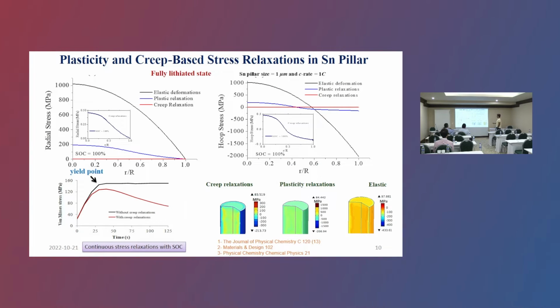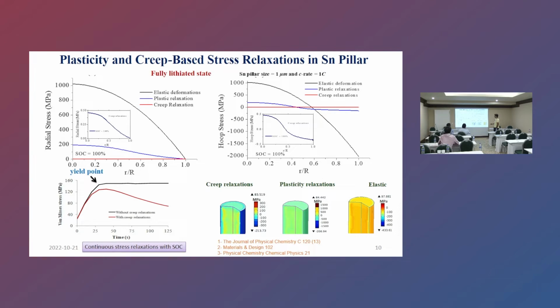In this study, we revealed how creep relaxation helps to mitigate the mechanical stresses. You can compare the stress value along the radius of the tin micropillar when SOC is 100%, meaning fully lithiated to maximum capacity. This is the case for elastic deformation, with around 1 gigapascal of stress. It is reduced when you allow plastic relaxation, but reduced further to a very low value in the red graph for the creep relaxation of our material. The same goes for hoop stress.